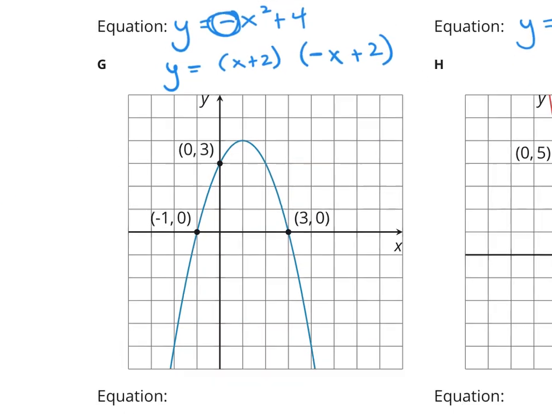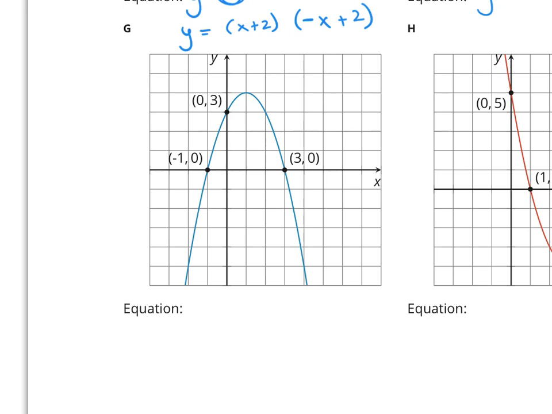All right, let's look at G. So again, G is upside down. I also noticed that it has x-intercepts of -1 and 3. So when I write my equation in factored form, I have to take into consideration that one of them is going to have a negative x, and it's going to be the opposite of what we typically would write. So if I have the positive 3, that would just be x minus 3. And the negative 1, typically we would write it as x plus 1, but because this is upside down, it becomes negative x minus 1.